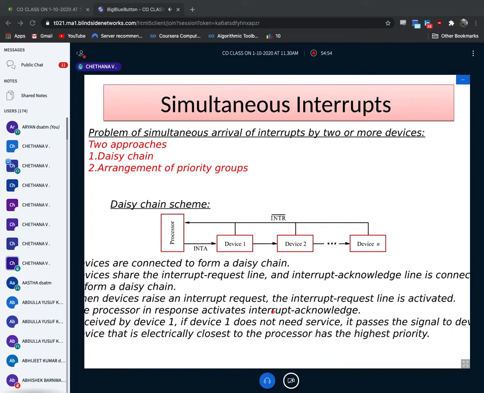That will be solved by 2 methods. What is one method? The first method is daisy chain. The second method is arrangement of priority groups. First thing is daisy chain. Okay, we will take the daisy chain.